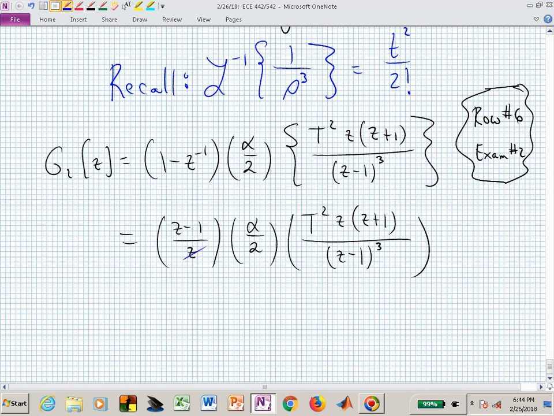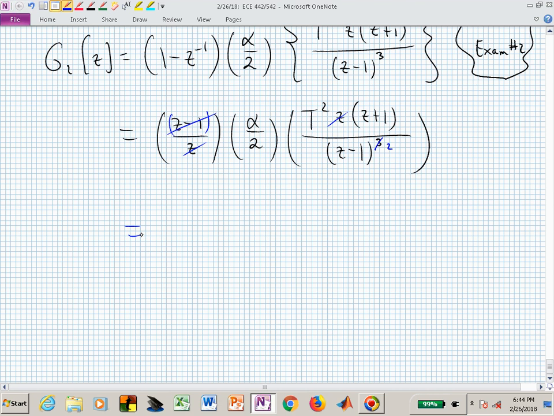We can get rid of a z. We can get rid of one of these z minus 1 factors. And what are we left with? Now the zero order hold equivalent of a pure mass is alpha T squared over 2. That's just a number. Alpha was 1 over our mass. T squared is just the sample period squared divided by 2. And we're left with, in terms of polynomials in z, z plus 1 over z minus 1 squared.